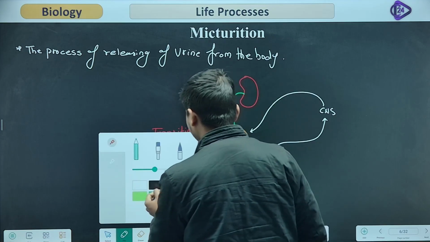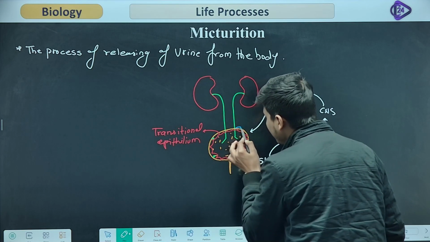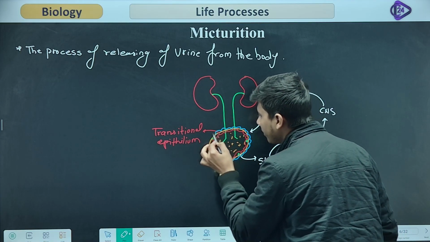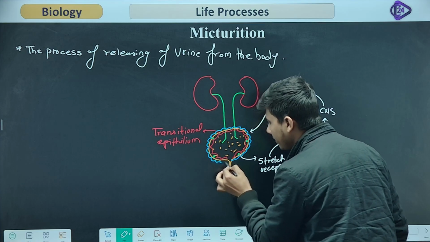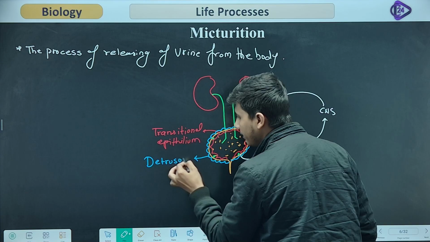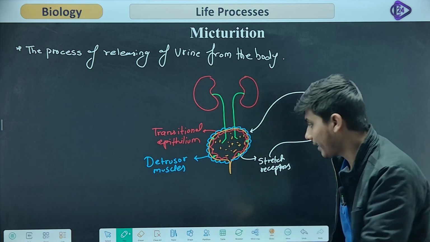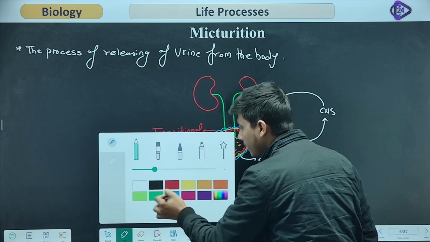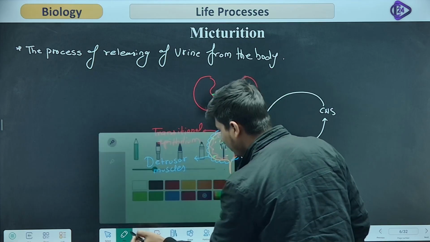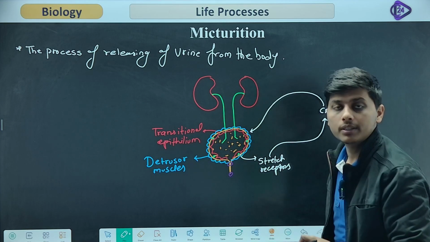For this contraction and relaxation, we have a special type of muscle in our urinary bladder. These muscles contract and relax. These muscles are called detrusor muscles. These muscles contract, these muscles relax, and by the signal of the CNS, the sphincter of the urethra gets open.